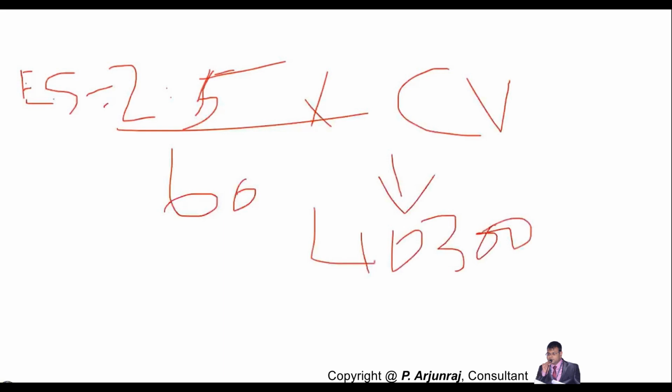Okay, so when you multiply 2.5 into 4030 divided by 60, you get the energy supplied, which is nothing but... see, the unit is very much important. I told you, the unit is very much important.